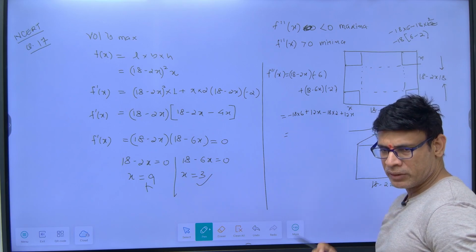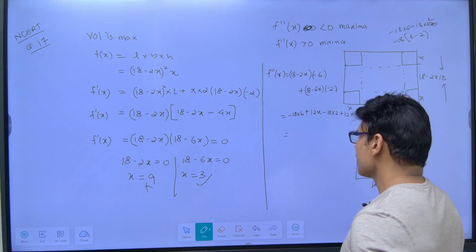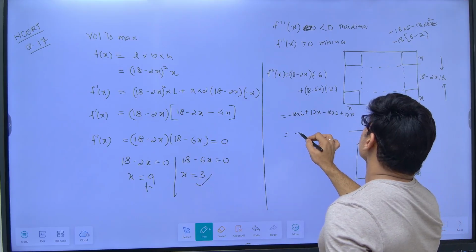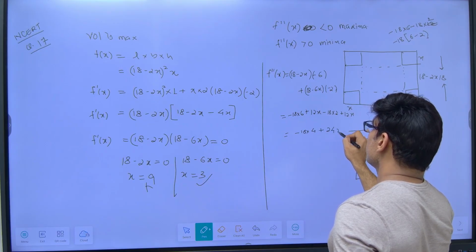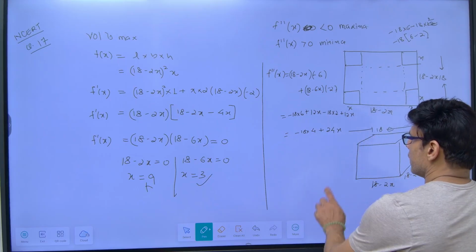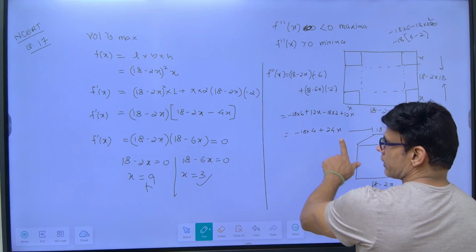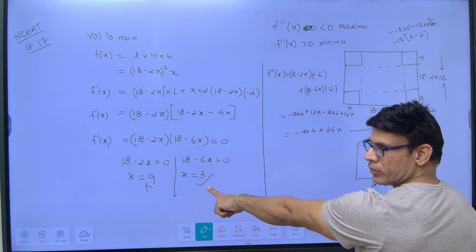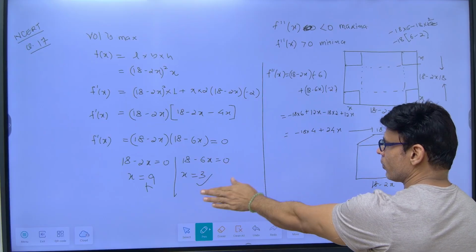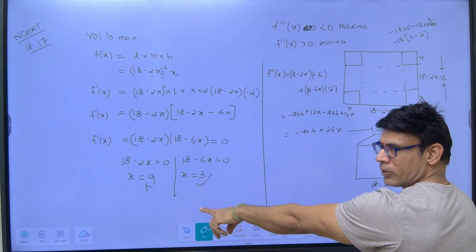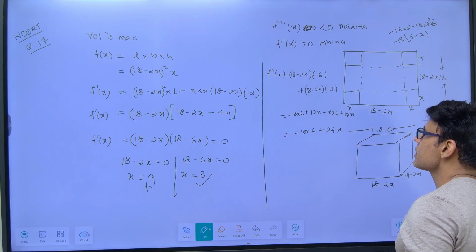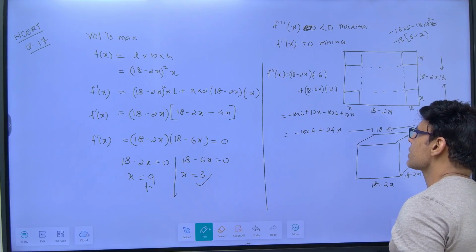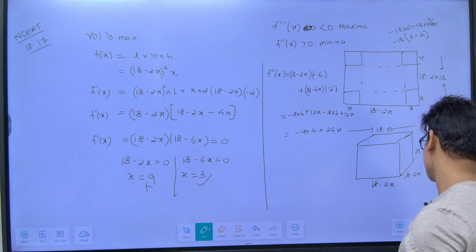4 into minus 18, that part is negative, right? So minus 18 into 4 plus 24x. Since x still exists, find out the value of x which we have found. 3. So put both 3 and 9 and see, first put 3, we ignored that, right? So 24 into 3, and 18 into 4 is 72. It cancels out, 0 is coming.